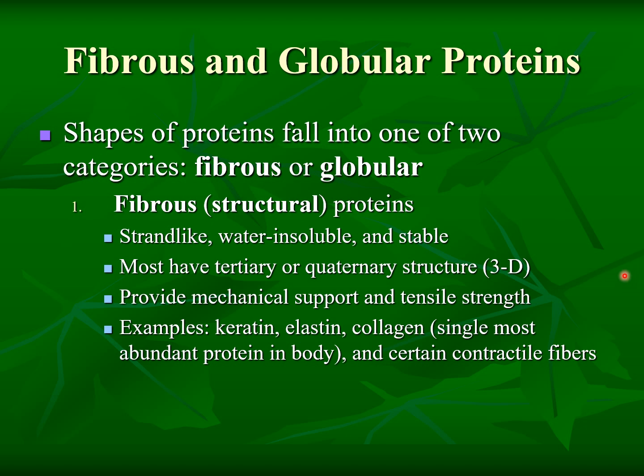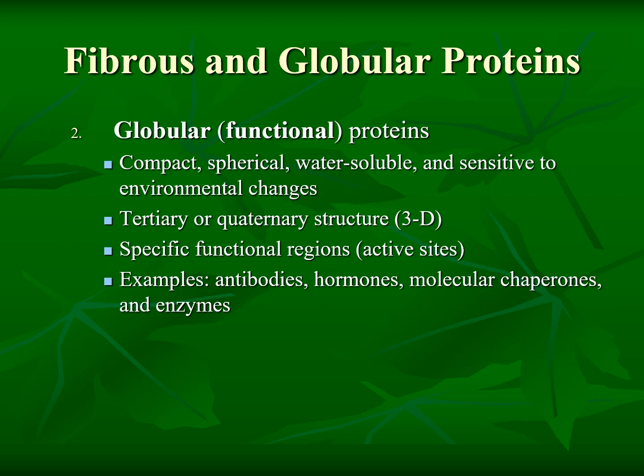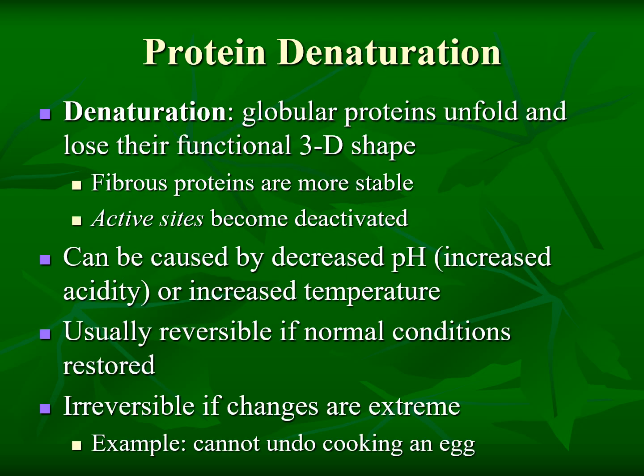Overall, the shapes of proteins fall into either fibrous or globular. Fibrous are often structural proteins. They tend to be very stable, water insoluble. As the name implies, structure, they're helping to give support and strength. Globular proteins are often called functional proteins. They tend to be very compact. They tend to be water soluble, so they're sensitive to environmental changes. Things like antibodies, some of your hormones, and enzymes.